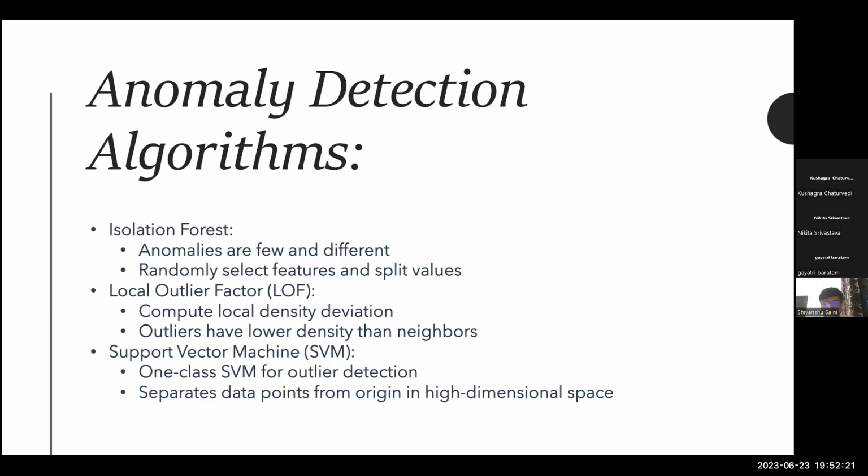a dataset. Now the last one is support vector machine. Support vector machine is a supervised algorithm. In our case, a one class SVM is employed for outlier detection, separating data points from the origin in a high-dimensional feature space. The SVM algorithm helps in identifying data points that deviate significantly from the norm, potentially indicating fraud transactions.